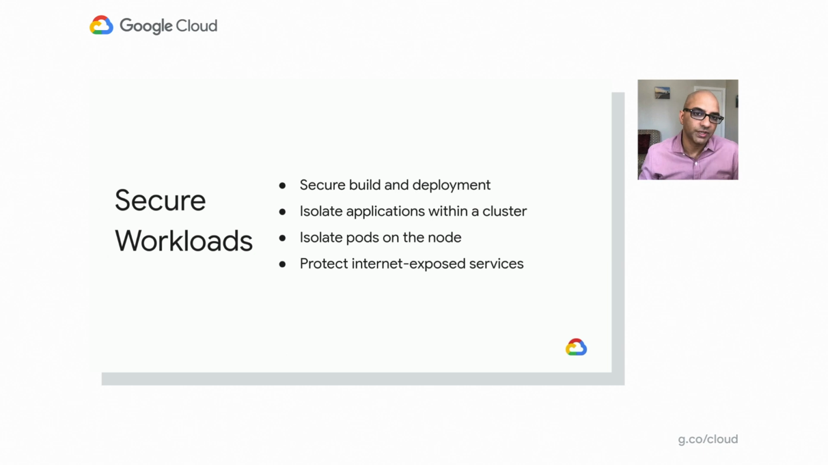We have provided here four steps that you can use to secure workloads on Anthos. The first being securing your build and deployment pipelines, ensuring that your entire supply chain for your code from source to your production is secure. The second is to ensure that all workloads deployed to production are appropriately isolated from the internet and from each other within your production environment. You should also isolate your pods on the node if multiple applications are deployed on a single cluster. Lastly, you want to ensure that services that are exposed to the internet are done so with appropriate protection against internet-facing attacks.